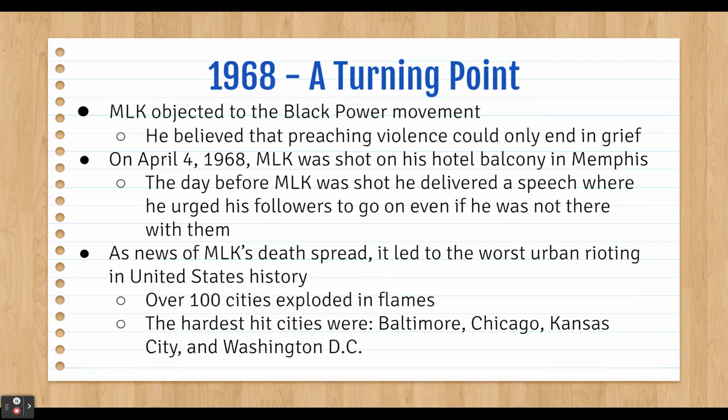1968, a turning point. MLK objected to the Black Power movement. He believed that preaching violence could only end in grief. On April 4th, 1968, MLK was shot on his hotel balcony in Memphis.